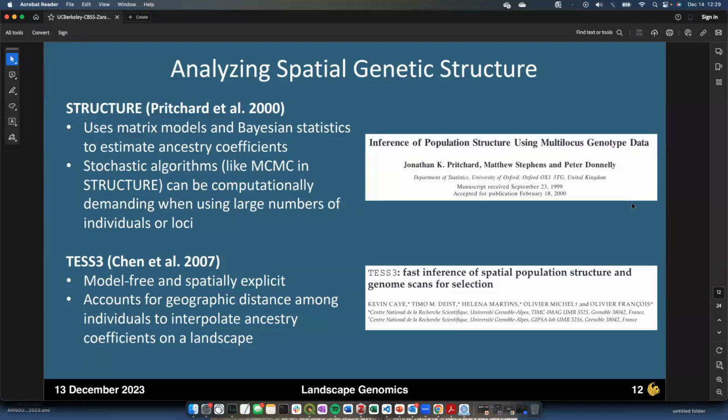What's useful about that is you have geographic distances that you can then incorporate into those analyses to interpolate ancestry coefficients and relatedness across a map. TESS3 was then developed in 2016 as an R package called TESS3R. And TESS3 is based on a lot of the similar methodology as TESS, but is now more optimized to run some of these regression type analyses and maximum reduction of mean squared errors a lot more quickly than TESS had originally.